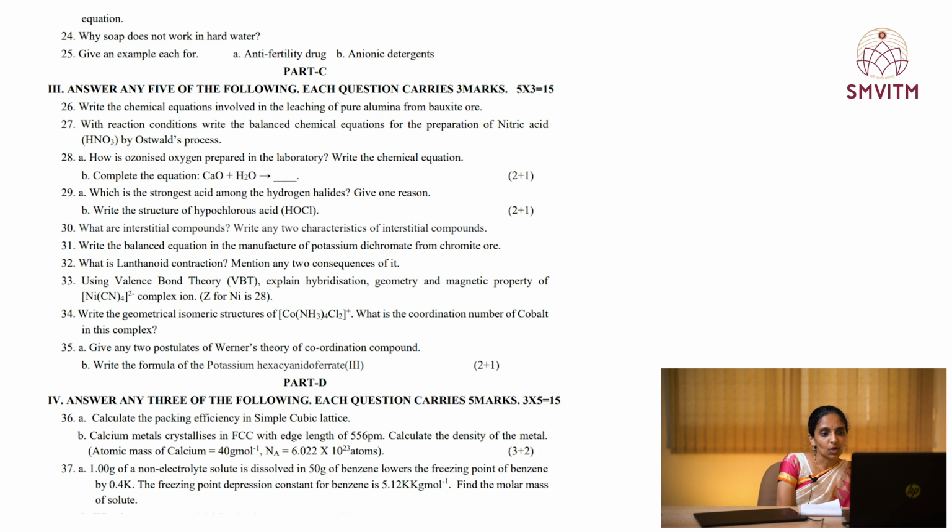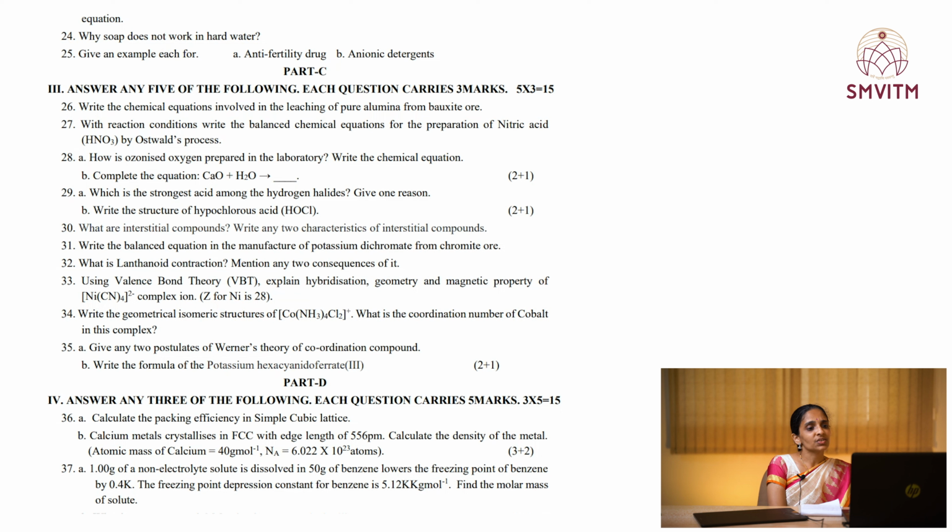33rd question is from coordination chemistry. As expected, one of the complexes is asked. The complex is a nickel complex, tetracyanidonickelate complex. So it is an expected question. But remember that not just the features, you have to give detailed explanation for this.